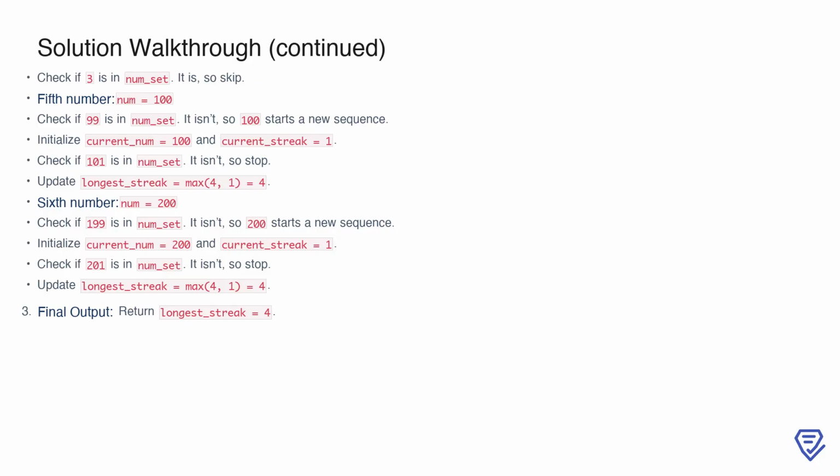Similarly, for the number 200, we see that 199 is not in the set, so 200 starts a new sequence. We set current_number to 200 and current_streak to 1. Since 201 is not in the set, the sequence ends, and again, longest_streak stays at 4. With no more numbers left to process, we return longest_streak, which is 4.